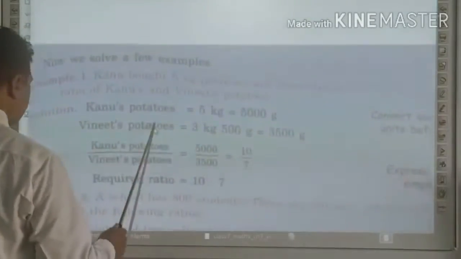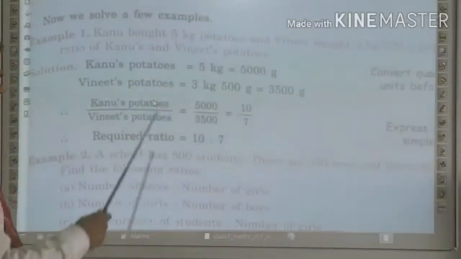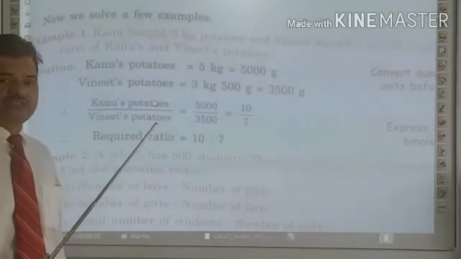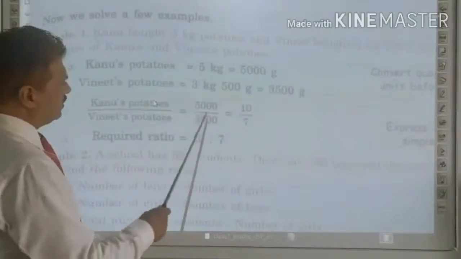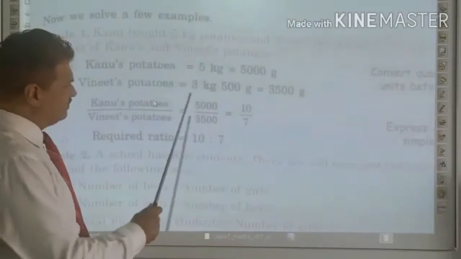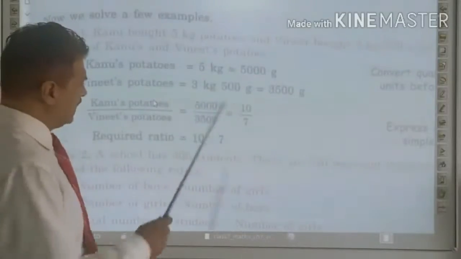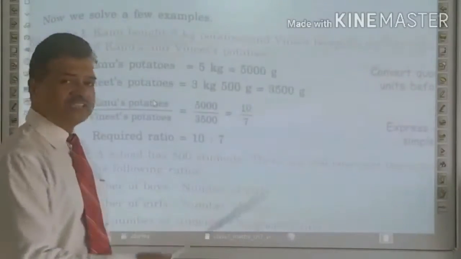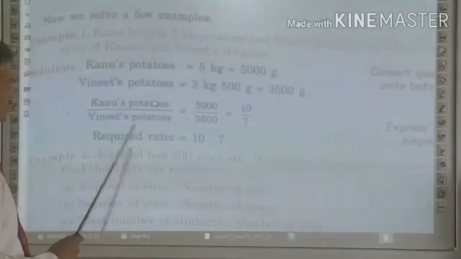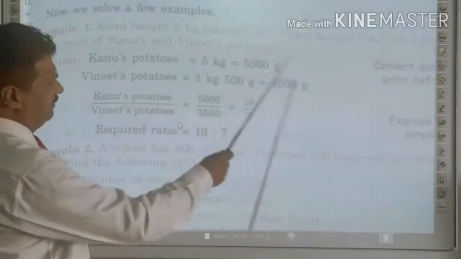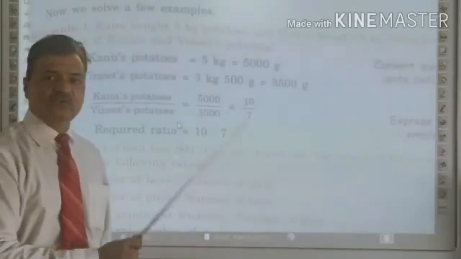When we arrange these in fraction form, it is 5000 upon 3500. When we cut 2 zeros with 2 zeros, and 50 and 35 by 5, we get 10 upon 7. So our ratio between Kanu and Vinit is 10:7.